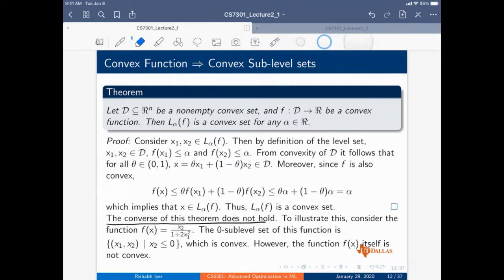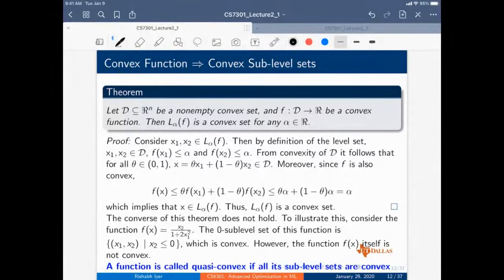Sorry about this. So f of x equals x2 divided by 1 over 2 x1 square. It turns out that this function is not convex, and this can be shown by just taking the Hessian and so on and so forth, right? This is a two-dimensional function. You can actually show that the zero sublevel set is convex, because the zero sublevel set is nothing but x2 less than or equal to 0, right? So this is an example where one particular sublevel set is convex, but the function itself is not necessarily convex.